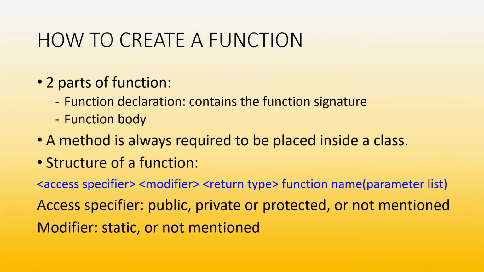Now, the return type can be any valid data type, since the function can or cannot return a value. Suppose the function does not want to return a value, the return type can be mentioned as void. Then we've got the function name, which must follow all the rules for a proper identifier name. And lastly, we've got the parameter list, and we'll discuss what parameters are later.